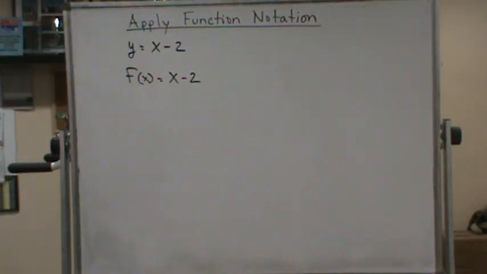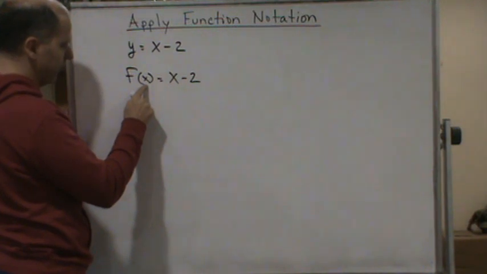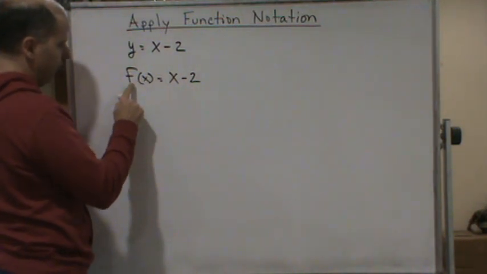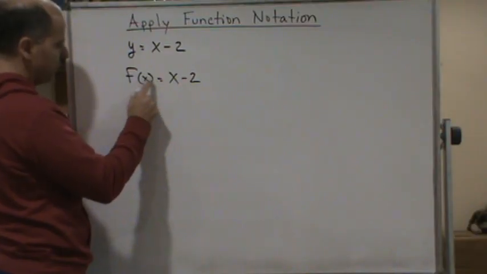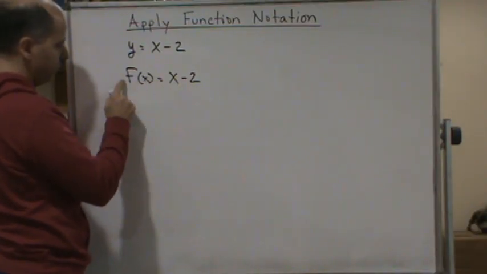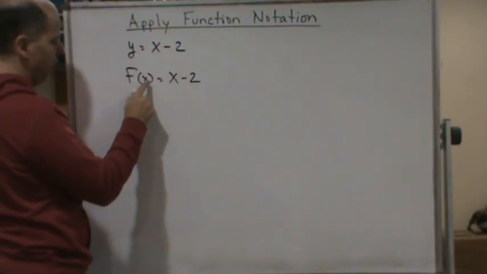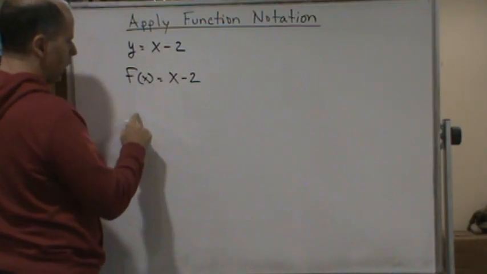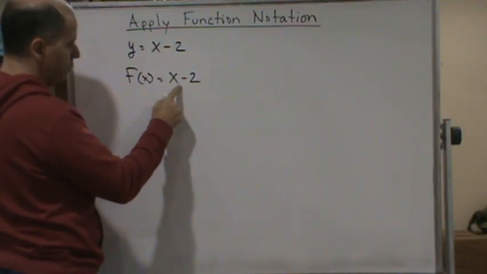Okay? Now, also realize that whatever we put into the function, this is the argument of the function. Now, this is not a multiplication thing. This is a symbol. Okay? So this symbol means function of x. So whatever we put into the function, this is what we're going to do to it.